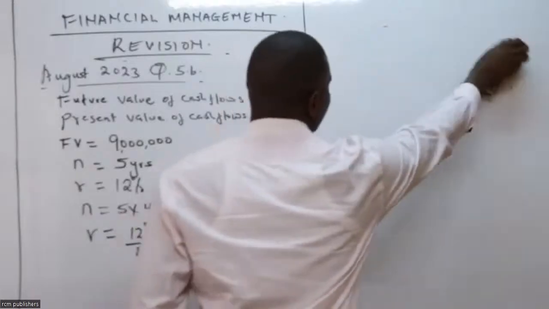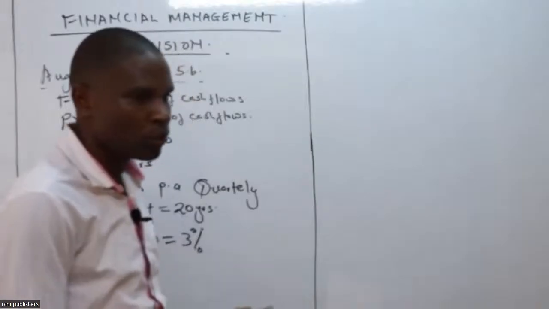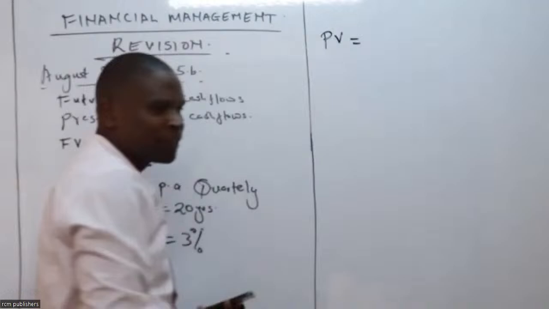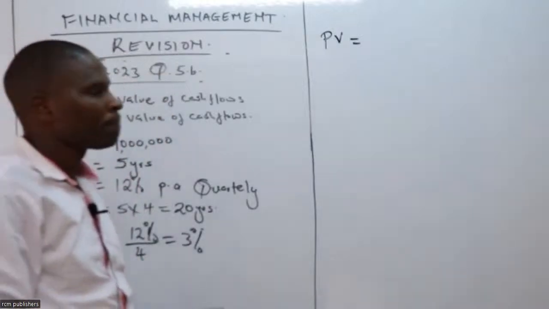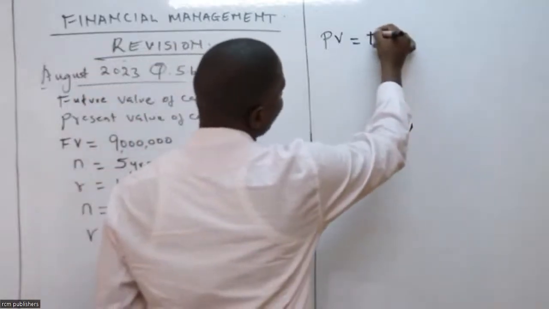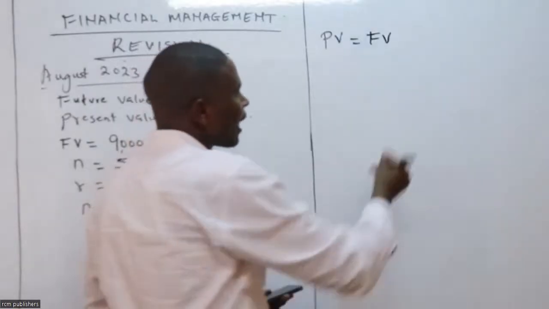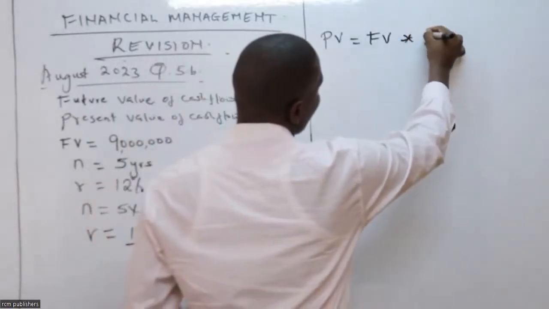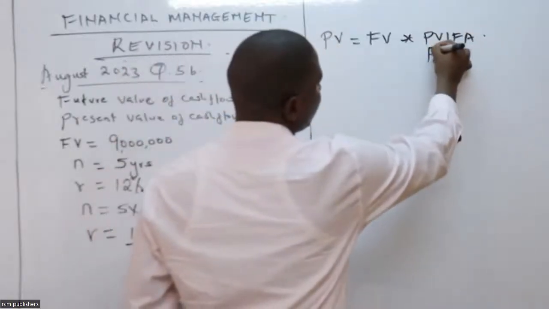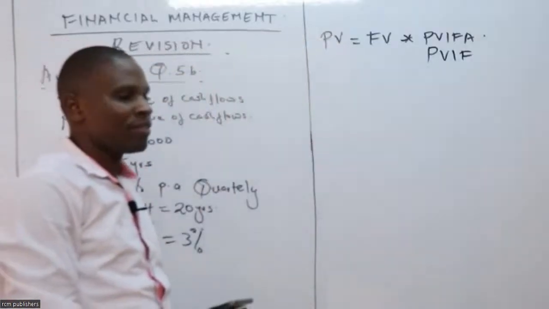You need to understand that. I want us now to solve this question. How do we get the present value? Present value is given by future value times, it can either be PVFA or PVF, right? PVFA or PVF, depending on the type of cash flow that you have.